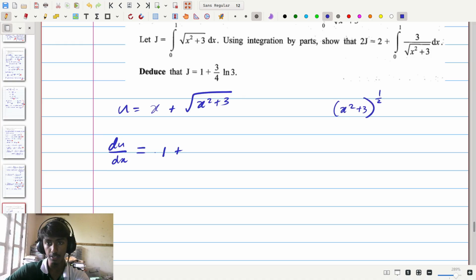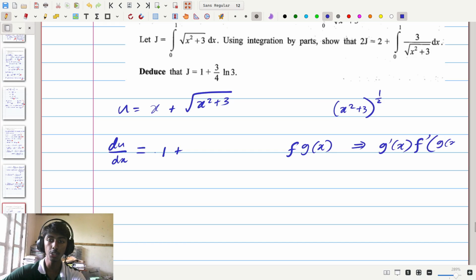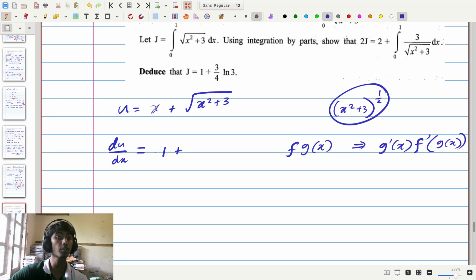Now here we can see we have a function on the inside, and we're applying another function, the power of a half, to that function. So considering functions of the form f of g of x, we know that the derivative is going to be equal to g prime x times f prime of g of x. Now, g of x is x squared plus 3, and the f function is f of x equals x to the power of a half.